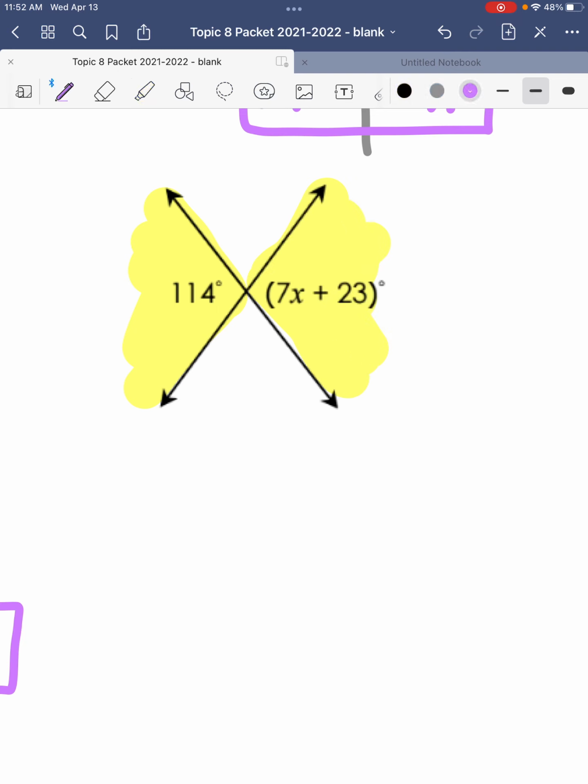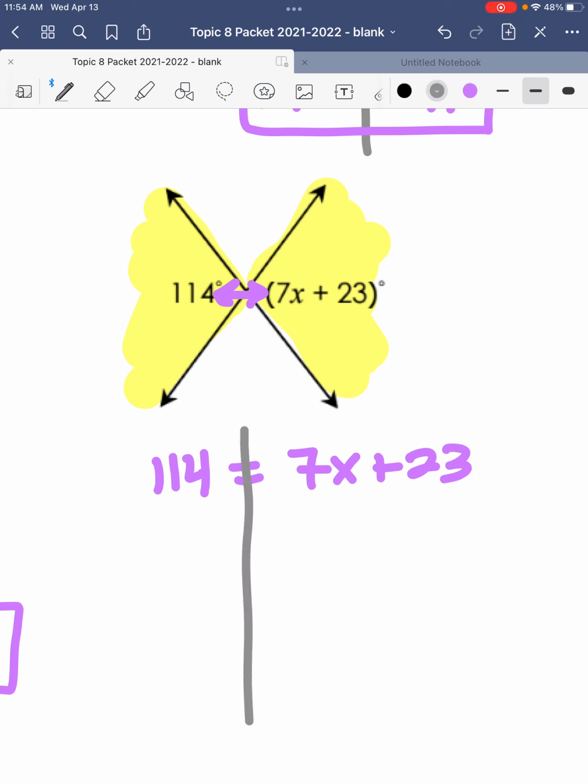Now notice they are directly across from each other. Angles that are directly across from each other are called vertical angles. So I want to set them equal to each other. So 114 equals 7x plus 23. Now this is a two-step equation that I know how to solve.